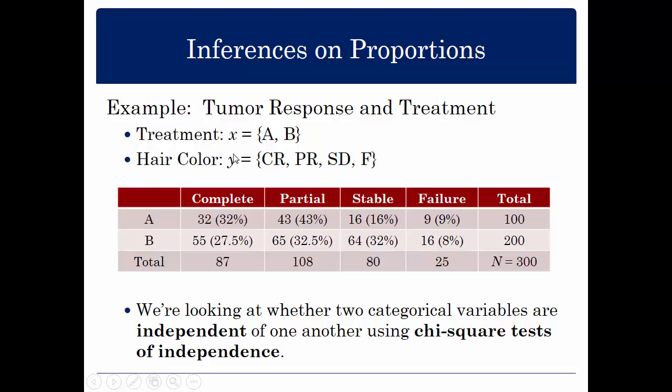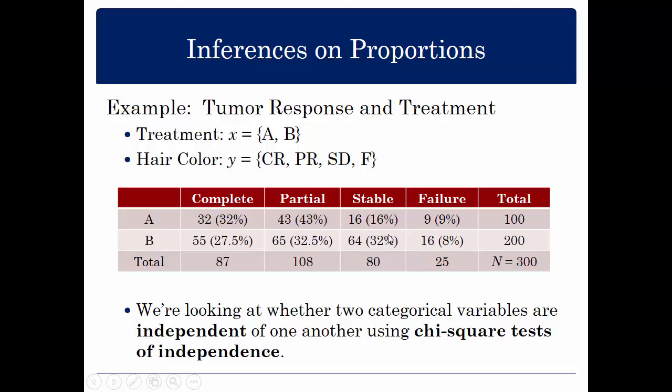Oh, it says hair color. That's terrible. This was an old example that I had pulled up, and I had a different example scenario and forgot to change this to response. But regardless, our response is this column variable, complete, partial, stable, failure, and then our row variable is the treatment. And this is very often how we present data when we're looking at the association between two categorical outcomes.